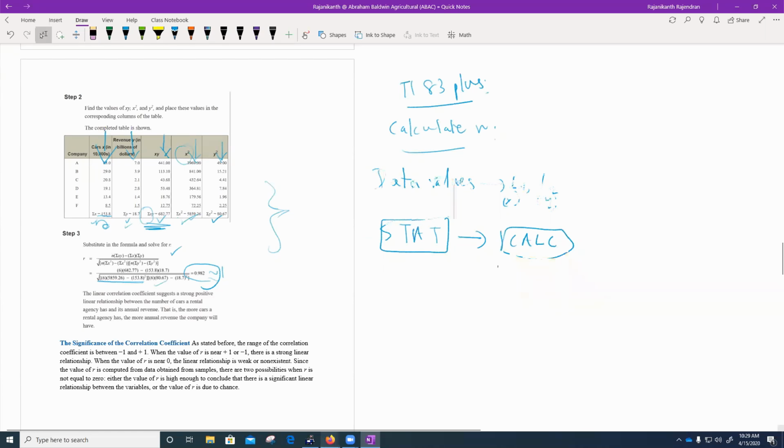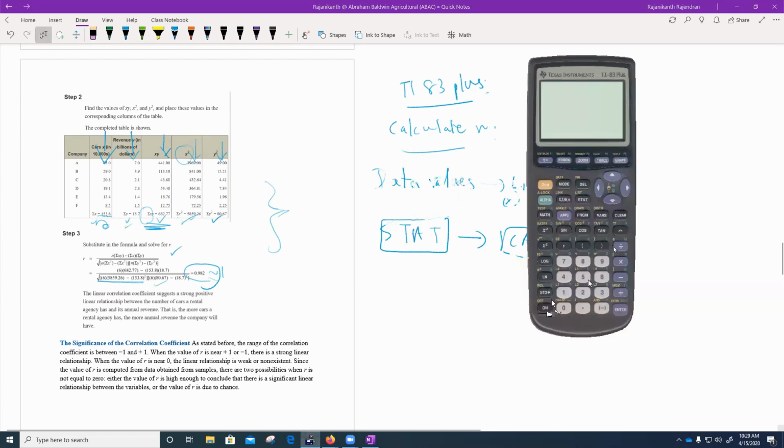So let me show you. First I need to enter all the data points. I already have entered, right? Because I'm using my previous data values. So let me show those things. You see now, I have entered all the data values. After entering all the data values, go to stat and calculate. Remember, I'm looking for the linear regression relationship. So you have to go for number 4 and enter.